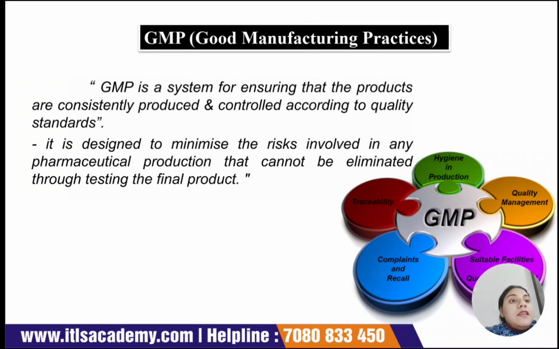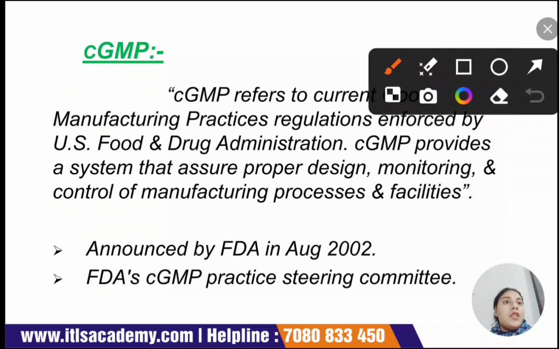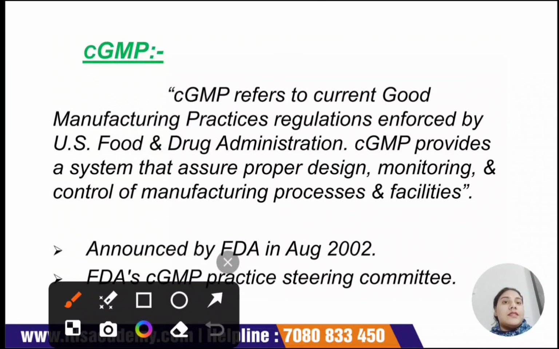Basically CGMP refers to the current good manufacturing practices that are enforced by the US Food and Drug Administration, that is FDA. CGMP provides a system that ensures proper design, monitoring, and control of manufacturing processes and facilities. So what CGMP is doing, its main objective, I'm just marking it here.